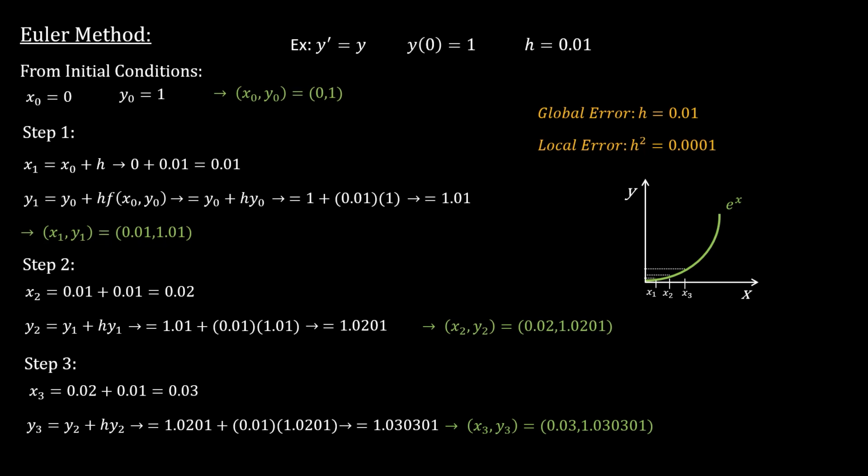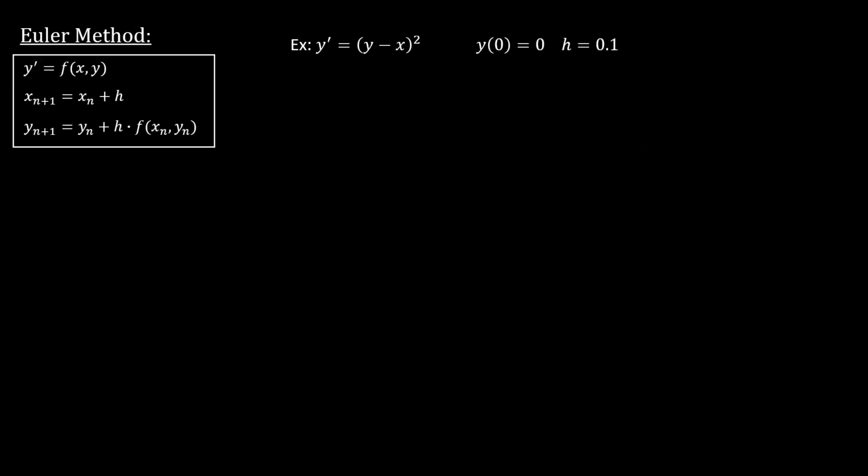So if we were to increase our step size, of course, we will get an even greater error. Right. So this is the first example of the Euler method. Let's do another problem so you guys hopefully can get the logic of this. All right. So in this problem, the function that we have is y prime equals (y minus x) squared. You can see that we start at y of 0 equals 0, and this time we have a step size of 0.1. So as always, let's start right away finding our values based off the initial conditions so that we can then start our steps.